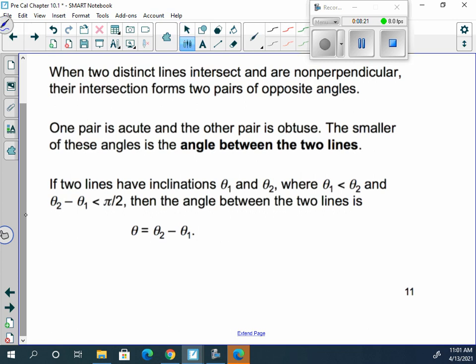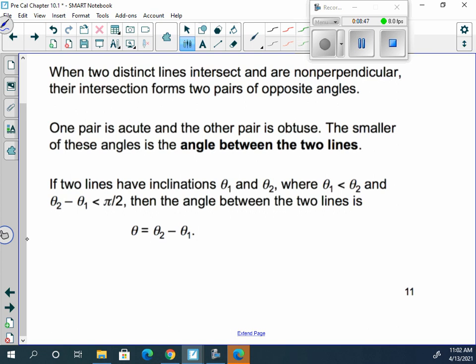So what we're saying is that theta 2 is bigger than theta 1. So this angle is bigger than this one. And the difference between these two is less than 90 degrees. Now, as we said, for any inclination, for either of these two angles, neither one of them can be greater than pi, correct? So neither one of these can be greater than pi.